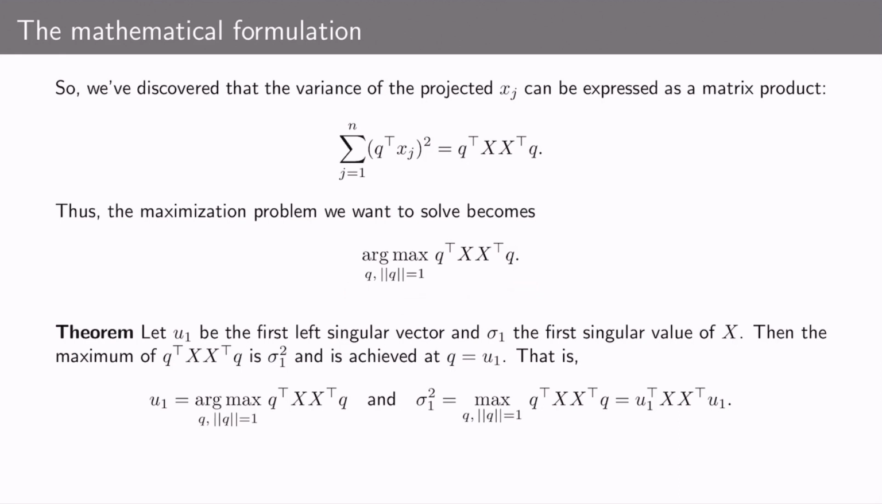I'd like to state and prove a theorem which tells us how to solve this maximization problem. First, start with the data matrix X. Take the singular value decomposition of X. Let U1 be the first left singular vector and sigma 1 the first singular value. Then the maximum of the variance is achieved at the argument Q equals U1, and that maximum is sigma 1 squared. In other words, U1 is the argmax of the variance, and sigma 1 squared is the max of the variance.